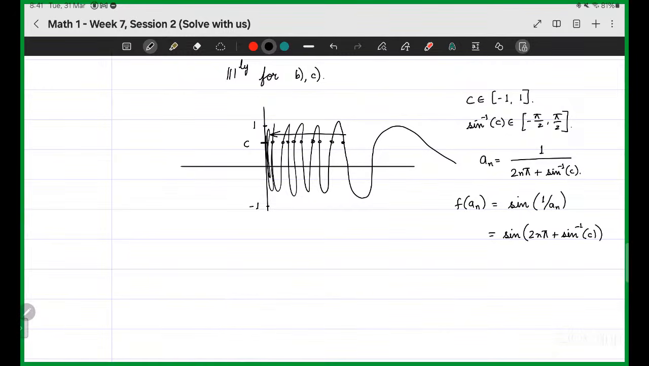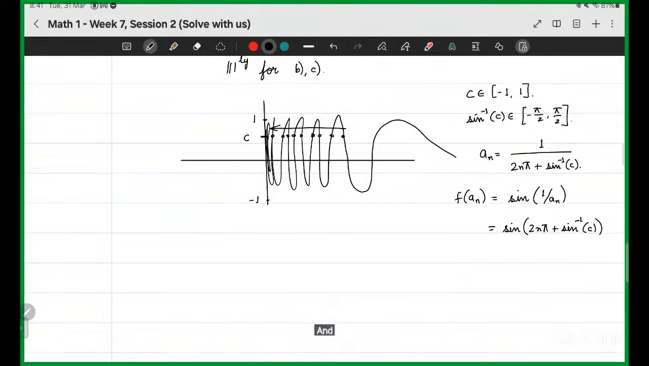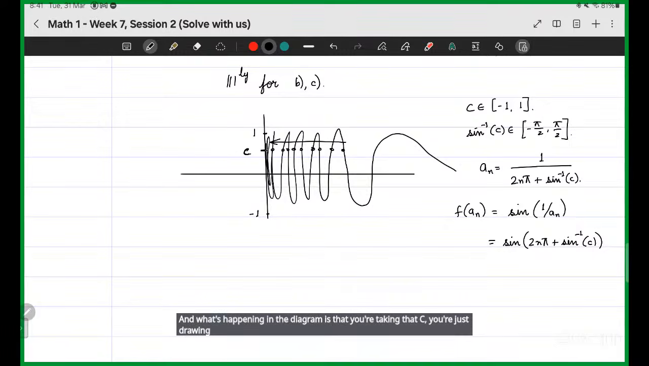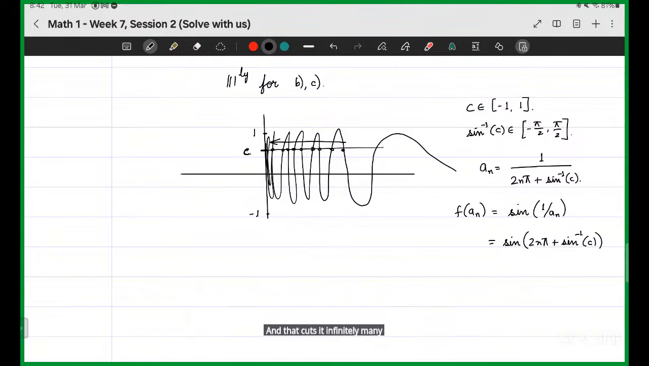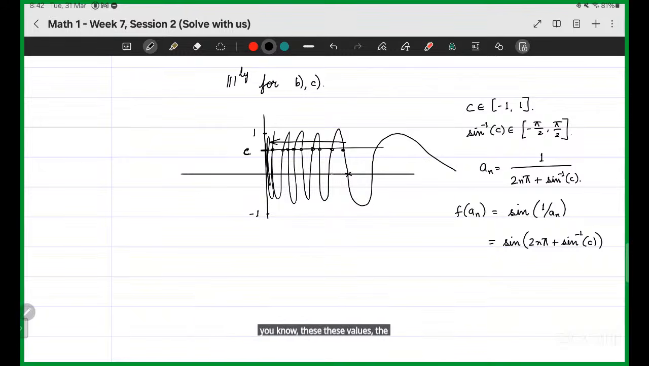And that's just sine of sine inverse c, which is just c. And what's happening in the diagram is that you're taking that c, drawing a horizontal line, and looking at where it cuts your graph, and that cuts at infinitely many points. Geometrically you can see that there is a sequence of points, the corresponding x values, which converge to 0, whose function value is just equal to c.